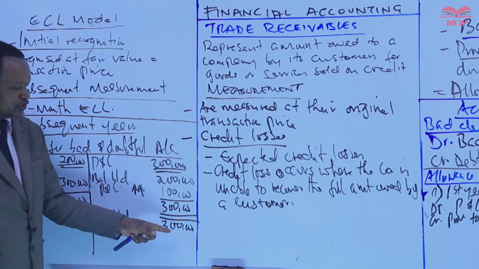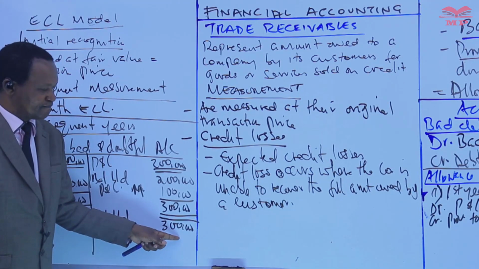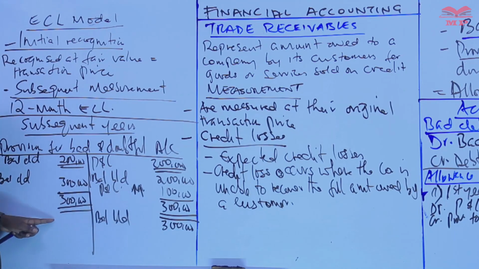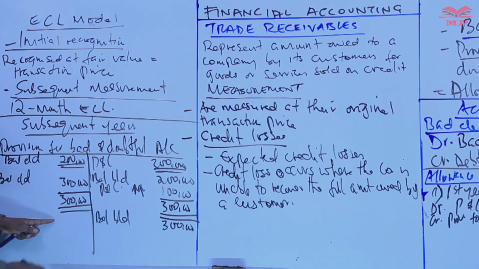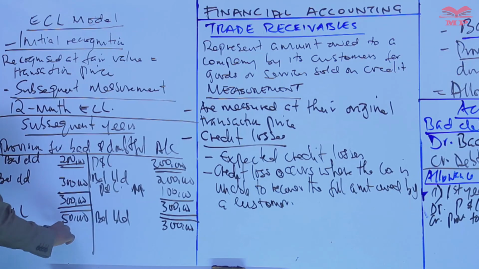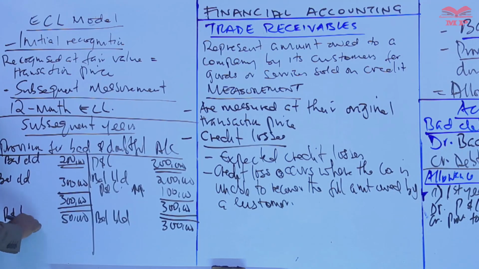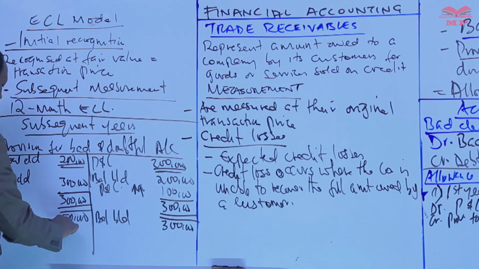If it's going to reduce by 50,000, then we are going to debit the provision for bad debts, 50,000. And then we credit the P&L account. So you see, at the end of year 3, we have a balance carried down of 250.